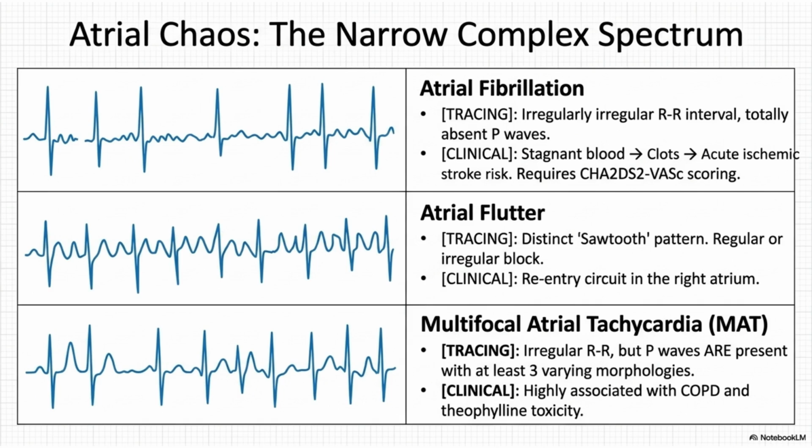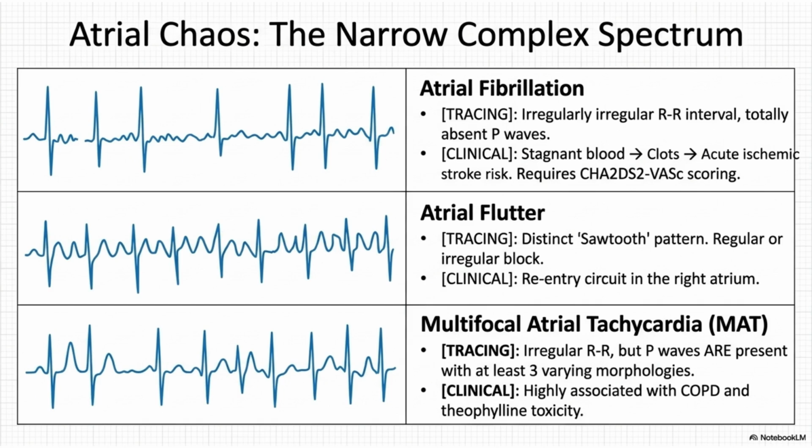Let's look at the narrow complex spectrum. Atrial fibrillation, characterized by an irregularly irregular RR interval and totally absent P waves. Because the atria are just twitching, blood stagnates, forming clots that can lead to ischemic strokes.